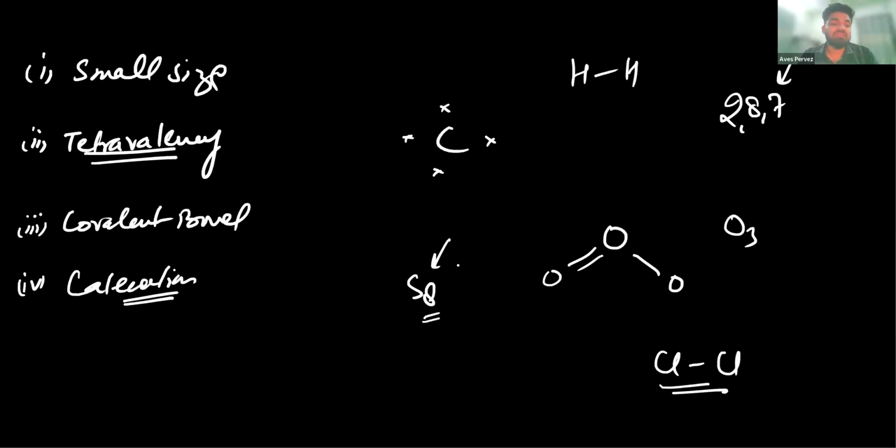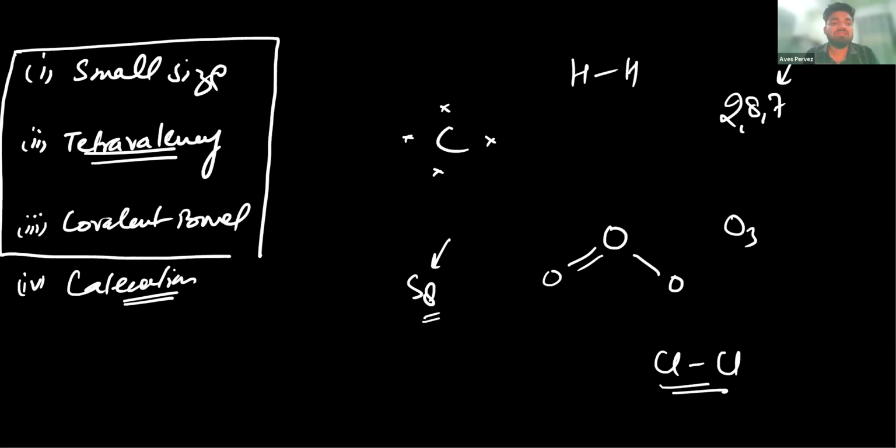Sulfur doesn't have a small size. Oxygen may have a small size, but it doesn't have 4 electrons in the outermost shell, so it is not tetravalent. So we can say only carbon has all these specific properties. Because of the above 3 reasons, that is small size, tetravalency, and covalent bond, carbon shows this catenation property, this self-linking property, to the maximum extent.